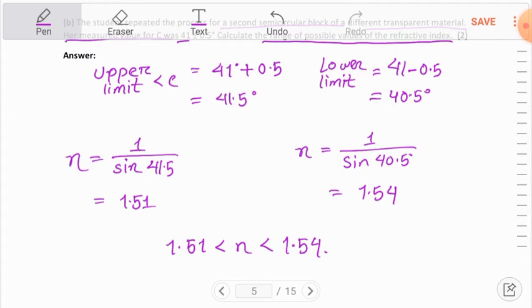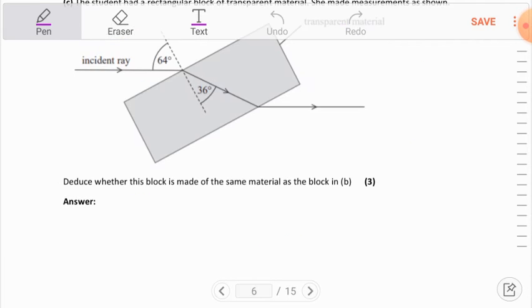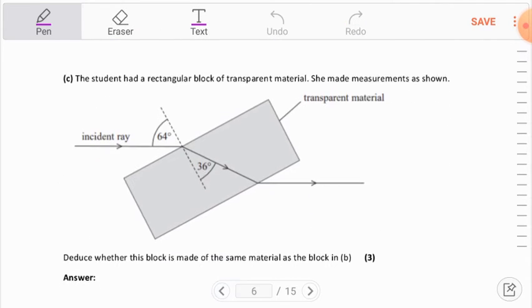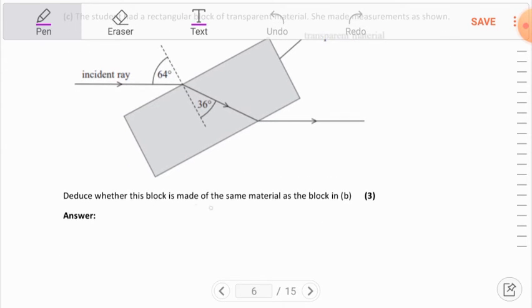Now we are moving to part C. Part C says the student had a rectangular block of transparent material. She made measurements as shown. There we can see that she measured the refracted angle and the incident angle. Deduce whether this block is made of the same material or not. So let us first find the value for refractive index of this material.